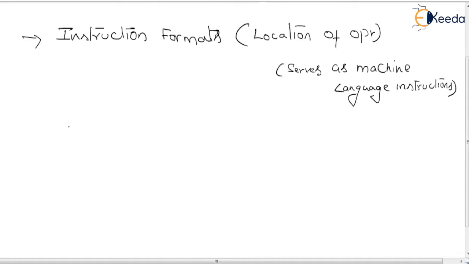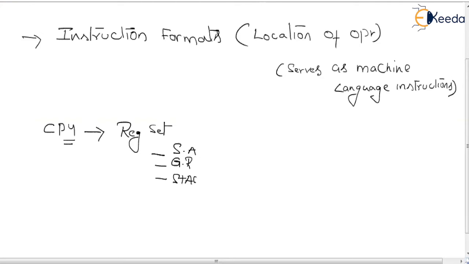So far, what we have designed on the system, we are in fact designing a CPU, right? In the CPU, we designed the register set. The register set can be designed by using single accumulator, general register, or stack. But as we are designing a basic computer system, basic CPU, we chose single accumulator organization.